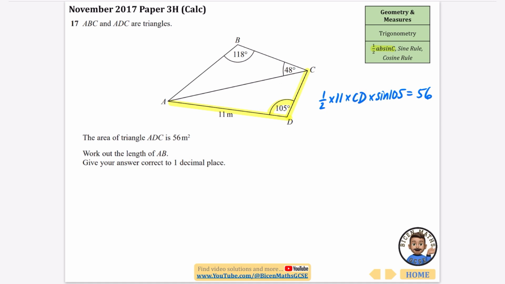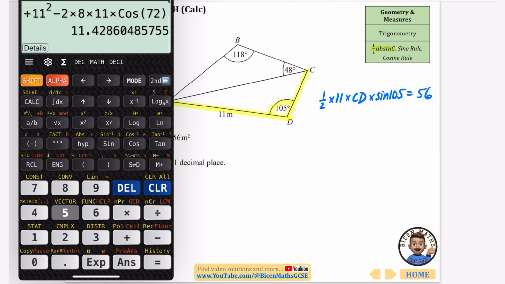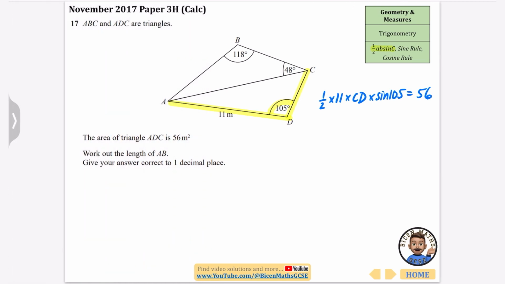CD is literally just a length. So what I can do is I can do 56 divided by these three things that we've got here. So on the other side of the page, I'm going to put my calculator. I'm going to do 56. I am going to divide it by a half to get rid of the half. I'm also going to divide it by the 11. And I'm also going to divide it by the sine of 105, which tells me that the length of CD is 10.541.